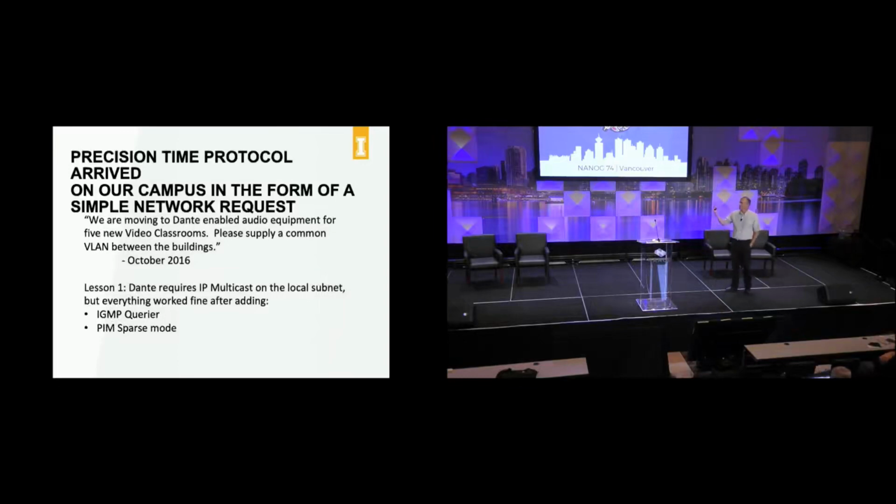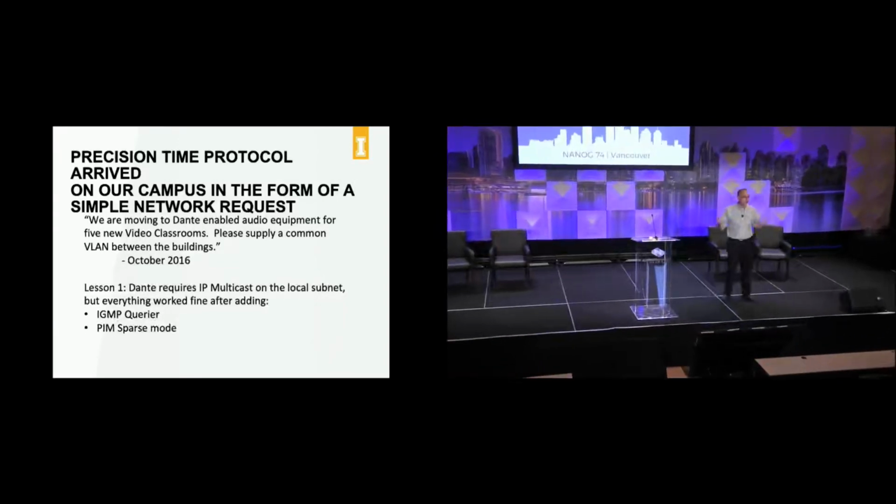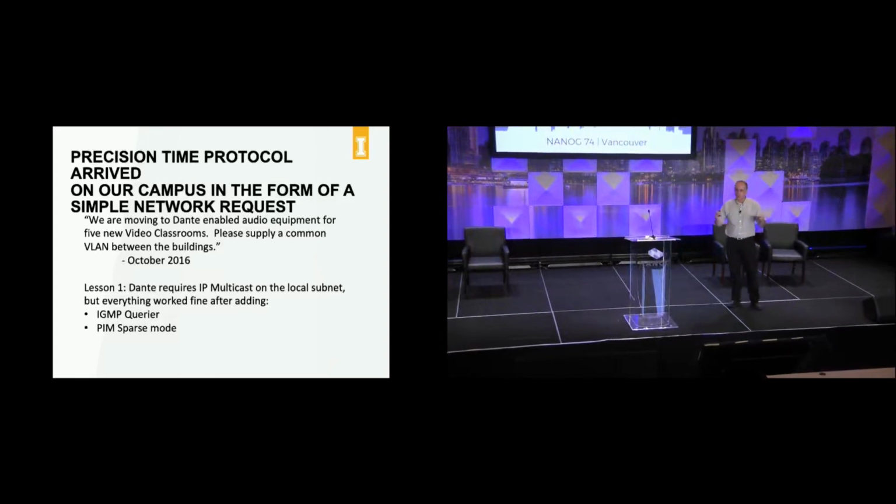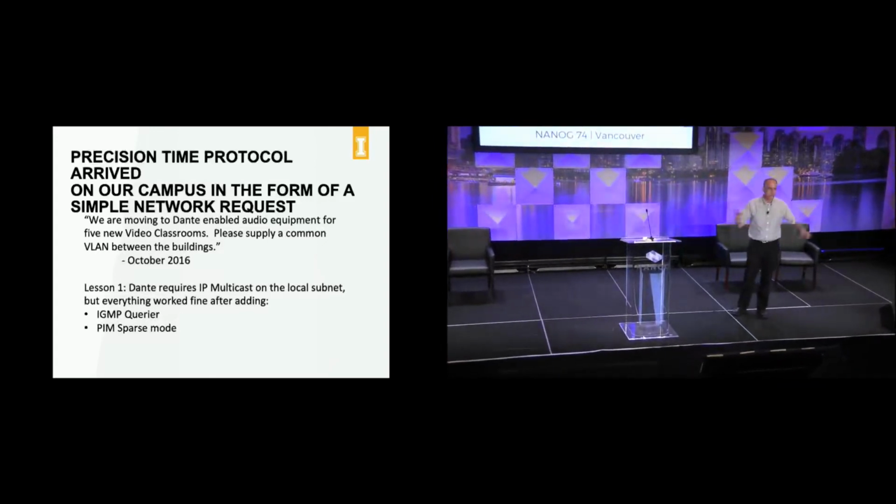We just got a simple email request: we've got this Dante-enabled classroom audio equipment we want to start installing. We need a dedicated VLAN. It needs to be a VLAN extended between 5 different buildings on campus. So that's pretty easy. Lesson 1 that we found out right away: this doesn't work as expected if we don't have multicast. It needs IP multicast to work.